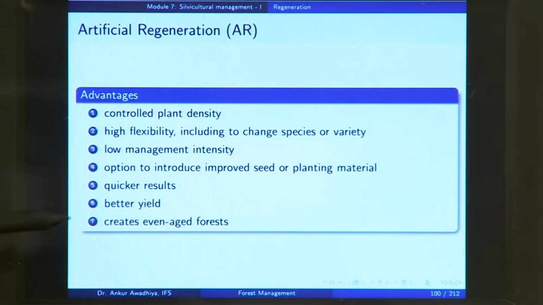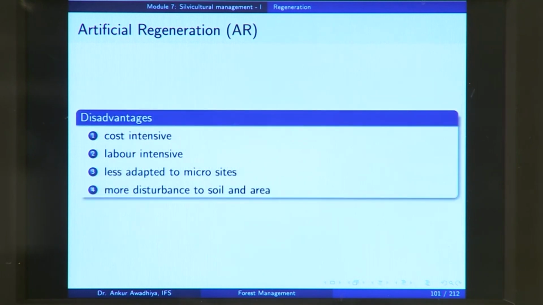There is also a better yield, and it creates even aged forest, because all the plants will be of the same age. However, there are also certain disadvantages to artificial regeneration. It is cost and labor intensive, because everything is under your control, but also everything has to be managed. So, in the case of natural regeneration, you just left out a few trees and they developed their seeds, which germinated, established themselves. So, there was very little requirement of labor or money in that process.